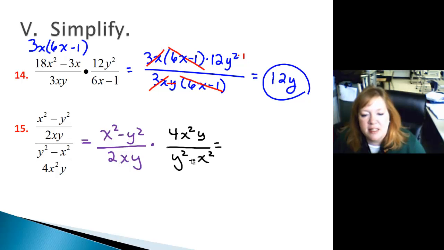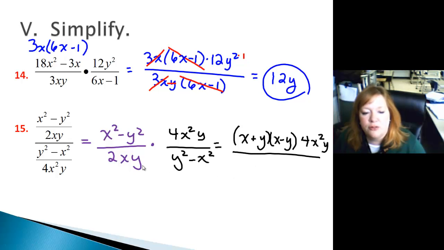I've got a minus here and a minus here. I cannot cancel differences or sums. I can only cancel factors. So when I factor this one out, I get x plus y times x minus y. Then I'll bring up the 4x squared y. It's going to be all over 2xy times y plus x, y minus x.